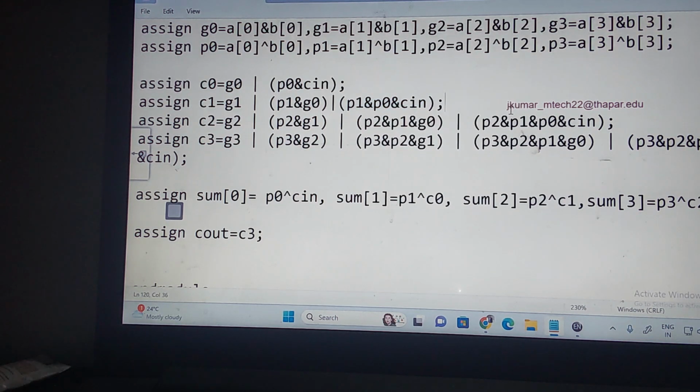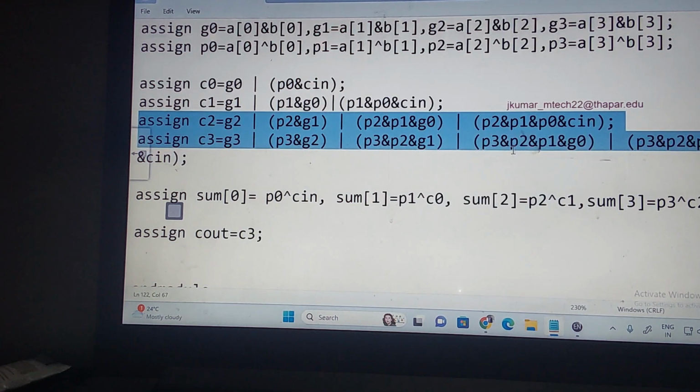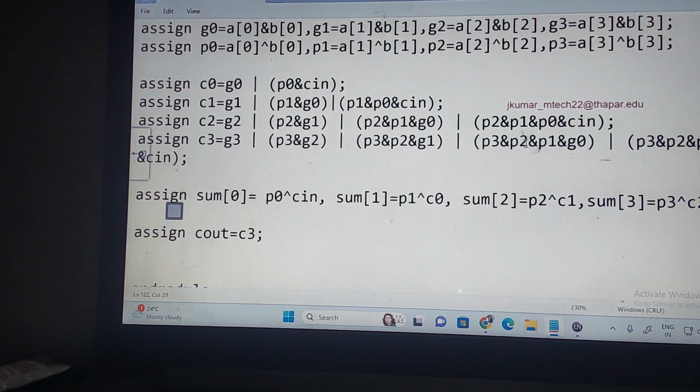Compared to the parallel adder, extra hardware is required to compute C0, C1, C2, C3. This case also leads to some delay, but that delay will be less than what you get with the parallel adder, where each full adder will take some delay. Again, the limitation of this carry look ahead adder is this: you see the C3, 1 input, 2 input, 3 input, 4 input, 5 input.